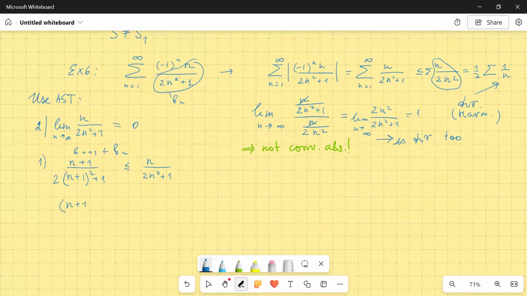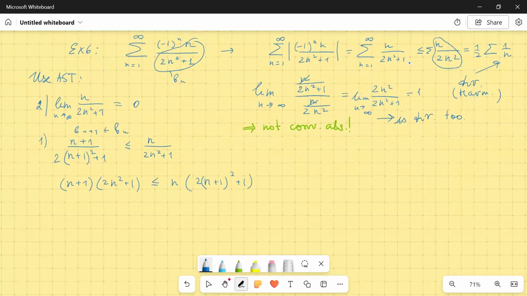So I'm going to do n plus 1 multiplied by the denominator 2n squared plus 1. It's supposed to be less than n times 2 times n plus 1 squared plus 1. Wow, lots of calculations, but I'm hoping that it's going to result in an obvious inequality. So what I have: 2n squared by n is 2n cubed, right? Plus 2n by 1, 2n squared, plus n by 1, n, and 1 by 1 is 1, supposed to be less. Let's open everything here. We have 2n squared plus 4n plus 2 plus 1.